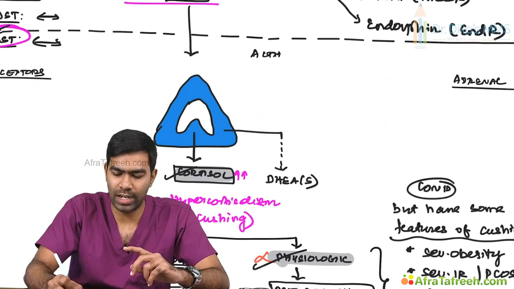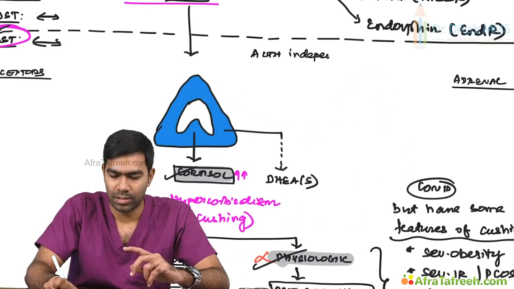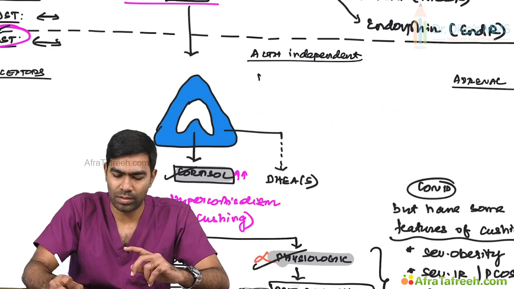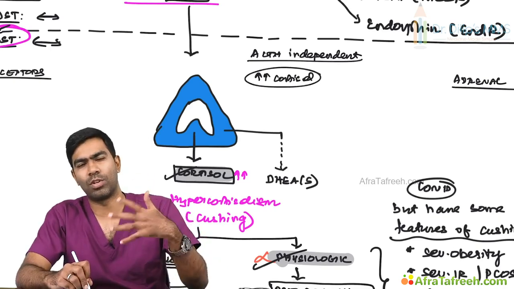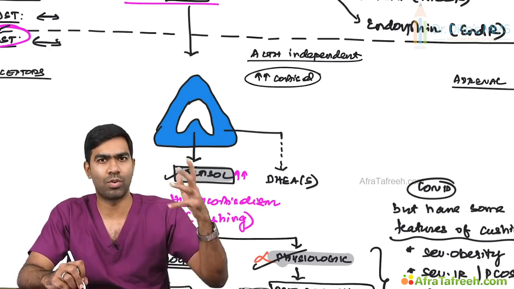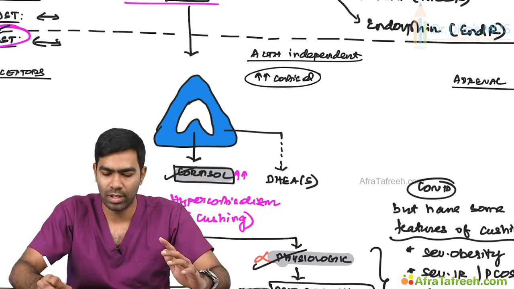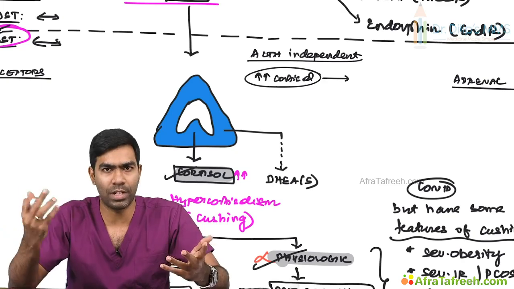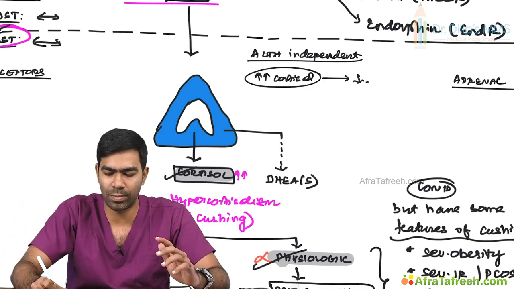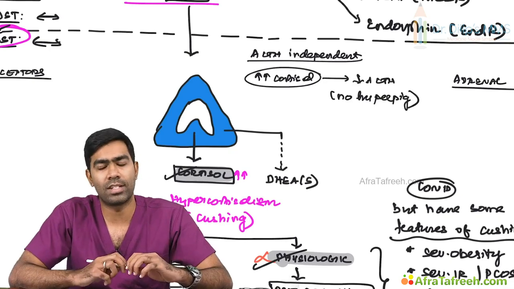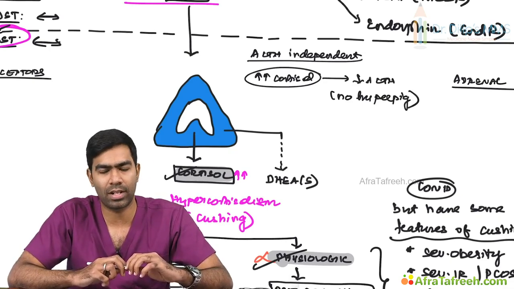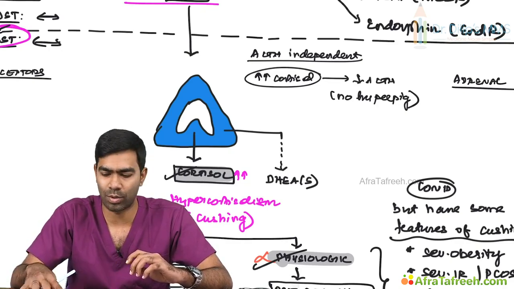Whenever you say ACTH independent, it means they will have high cortisol due to some adrenal defect, some adrenal problem, some tumor in the adrenal gland or a receptor defect in the adrenal gland producing high cortisol autonomously. And obviously, since the hypothalamic and pituitary axis within them is intact, they will have low ACTH. Because there is low ACTH, there will be no hyperpigmentation. As I already told you, your ACTH dependent causes will have hyperpigmentation, whereas your ACTH independent causes will not have hyperpigmentation, but they will have Cushing syndrome.